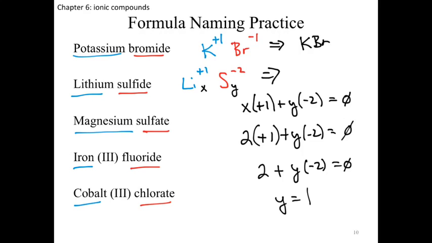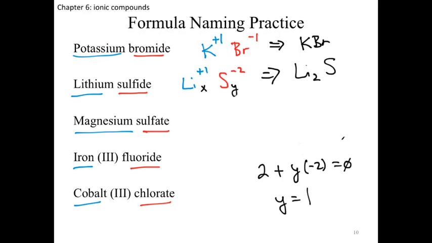Lithium was my X, and I said that was 2, so it's lithium, 2 for our subscript, sulfur, or sulfide. There we go. There's my formula. Because both of those, the lithium is one that I'm required to memorize the charge on, I don't have to worry about specifying any charges.